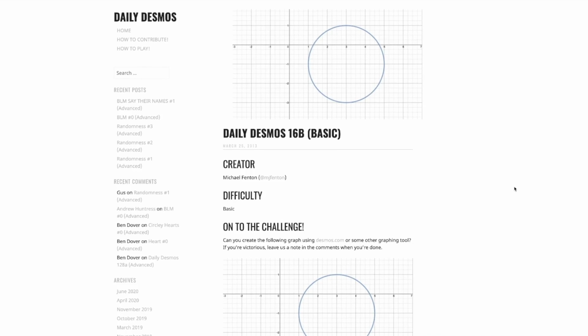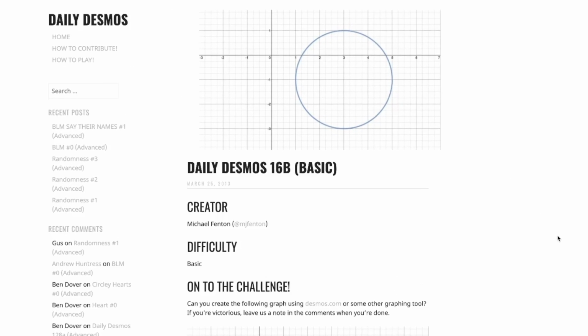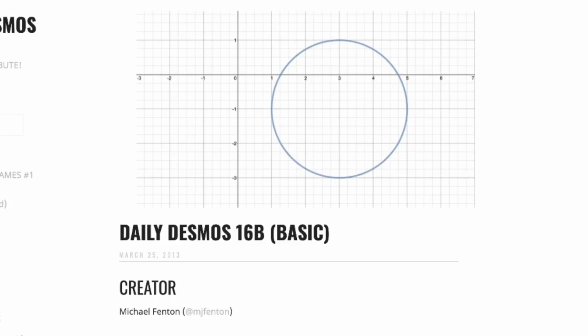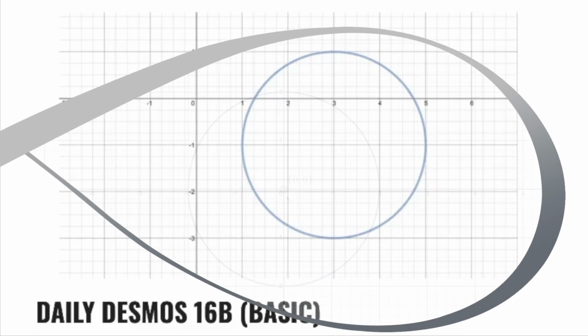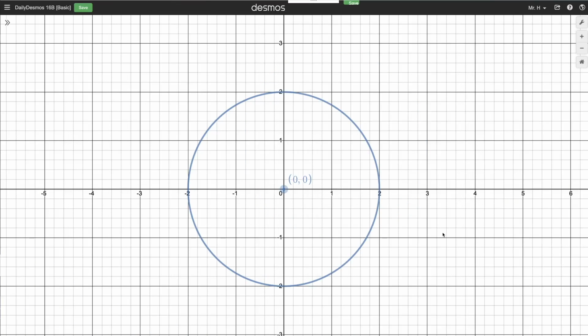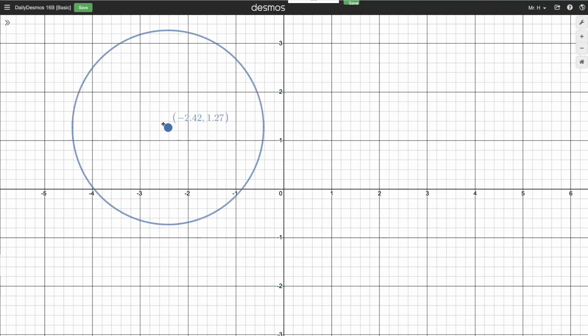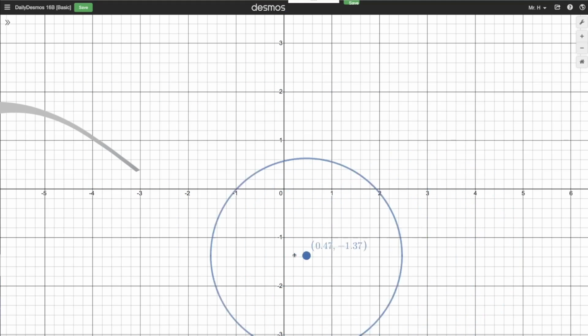Today, I'm going to look at a challenge called 16B Basic, and this will be my first challenge that's labeled Basic. I'm going to show you how to graph a circle in exactly the place that you want that circle to be. All right, let's go.